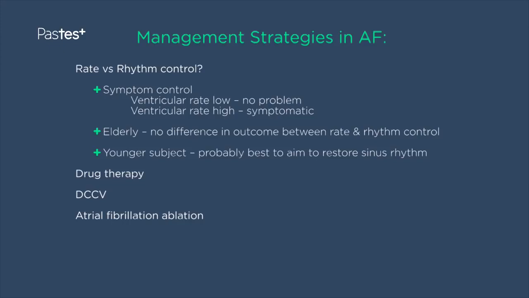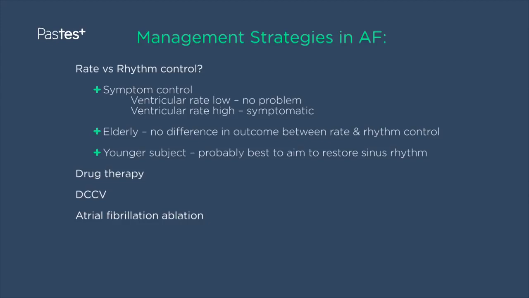Drugs which we would frequently use to convert people from atrial fibrillation to sinus rhythm include amiodarone and flecainide. Of course, we prescribe these both acutely for patients who have hypotension in hospital, and with appropriate anticoagulation cover for patients as outpatients as well.